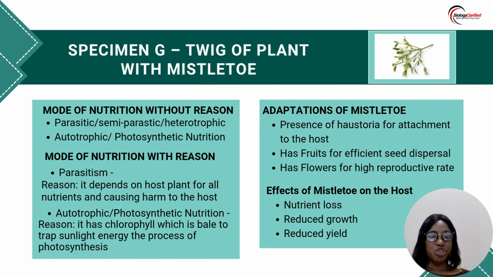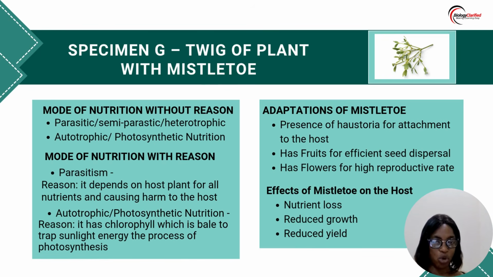So here I have mode of nutrition without reason: parasitic or semi-parasitic or heterotrophic. The mistletoe is the parasite that is exhibiting the parasitic nutrition, and autotrophic nutrition there because there are green leaves. Mode of nutrition with reason: parasitism, because there is a parasite growing on a host plant and it depends on the host for all nutrients and causes harm to the host. Autotrophic or photosynthetic nutrition because it has chlorophyll. There is a green leaf, and every green leaf has chlorophyll, and chlorophyll is one of the conditions necessary for photosynthesis to occur.